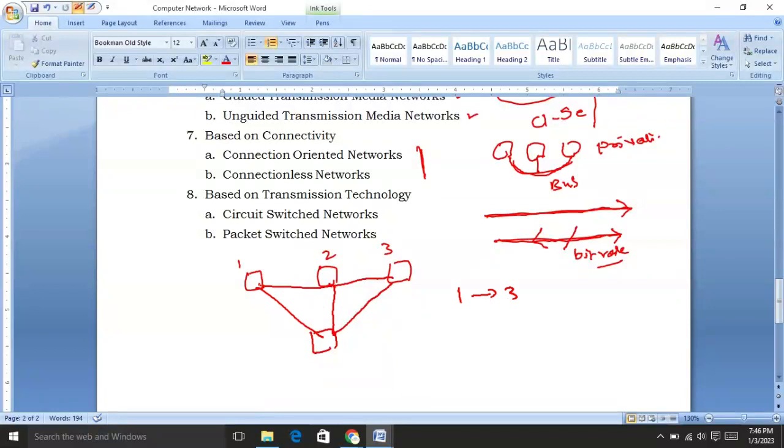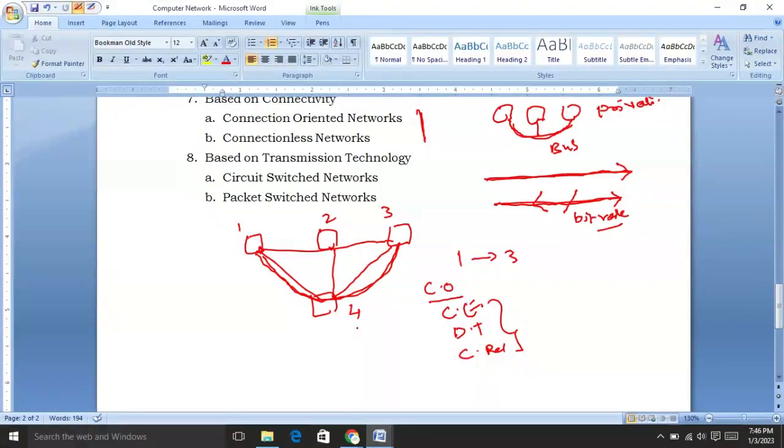Before transmission, the transmission line through the intermediate systems is established. First the connection is established, and then only the data is transmitted, and then the connection is released. In connection oriented networks, connection establishment, data transmission and connection release are the three major issues. In connectionless networks, the source system instantly takes the decision at the time of transmission, not before the transmission.